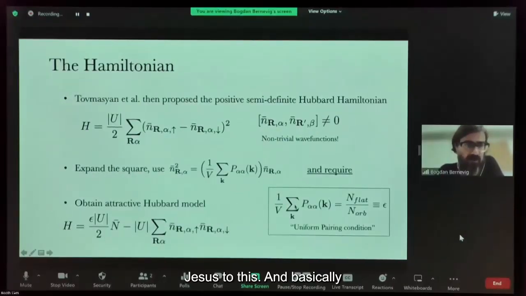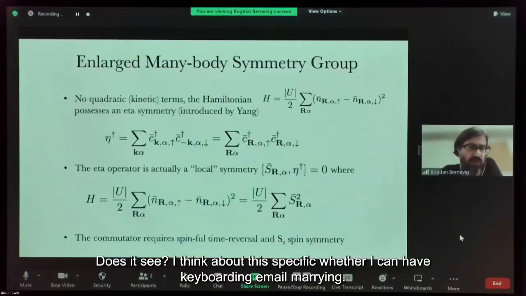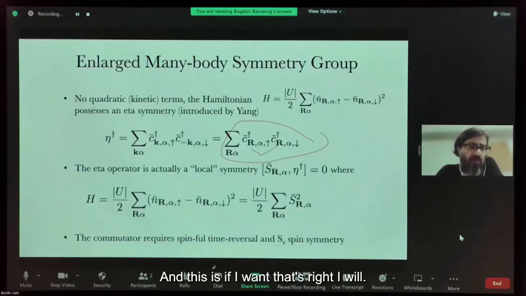It doesn't say anything about the specific form of the pairing, whether I can have P-wave pairing or D-wave pairing. This is all S-wave pairing. If you want D-wave or other types of pairing, you've got to modify your Hamiltonian. You can see it here: S-wave singlet. If I want D-wave, etc., I will need to modify my Hamiltonian.